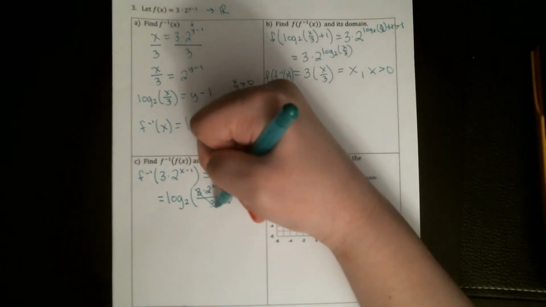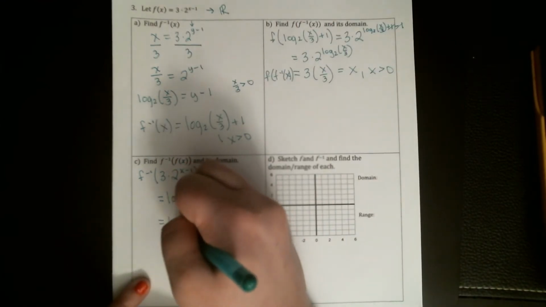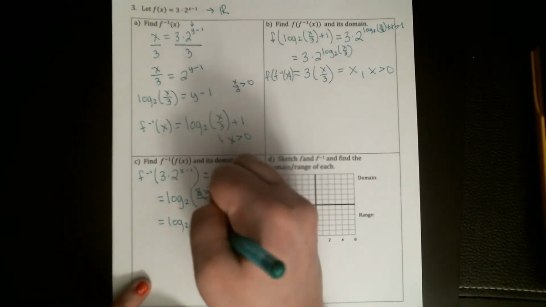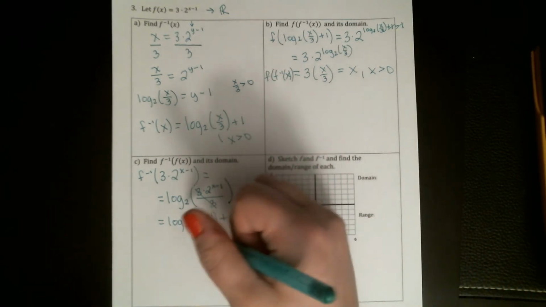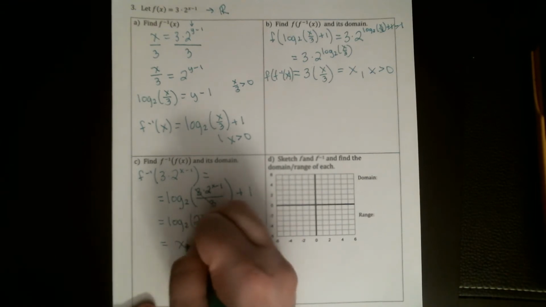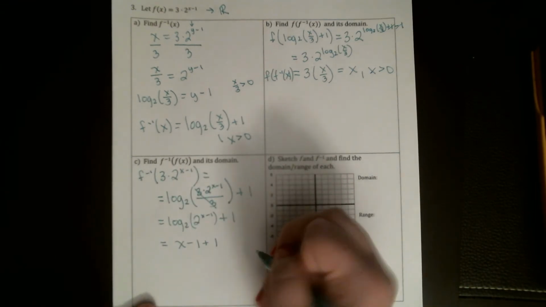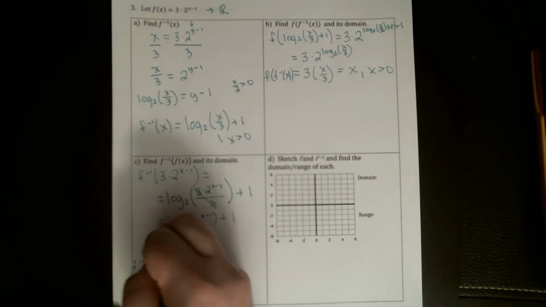Here, the first thing to go is the 3, leaving me with log base 2 of 2 to the x minus 1. The next thing to go will be the log base 2 and the exponential base 2 wiping each other out. So we just get x minus 1 plus 1, which is just x. Perfect.